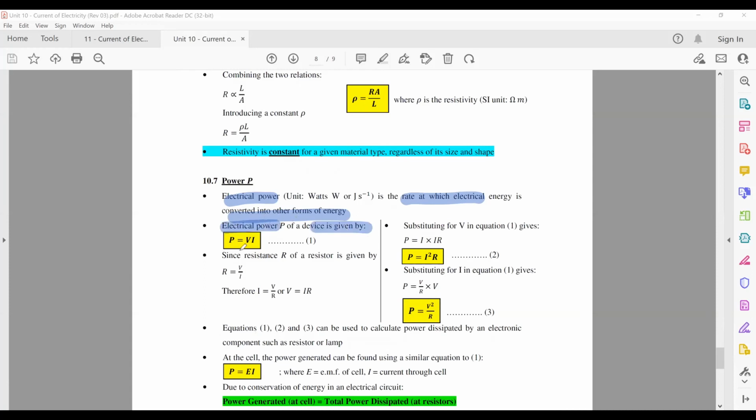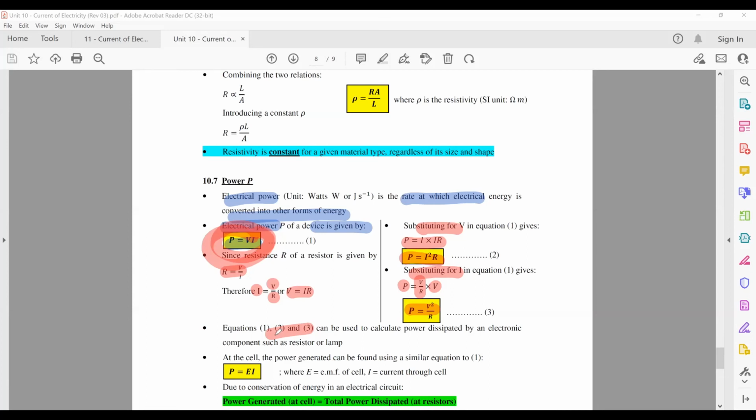Electrical power P of a device is P equals VI, okay? And since you know that resistance is R equals V over I from the previous page, I is therefore V over R, or V is equal to IR. Now, if you look at equation 1 and substitute for V, you get P equals I times IR, giving you P equals I squared R. And then if you again refer to equation 1 and substitute for I, you get P equals V over R times V, which is V squared over R. These three equations will normally be used to calculate power dissipated in an electronic component like your resistor or your lamp.